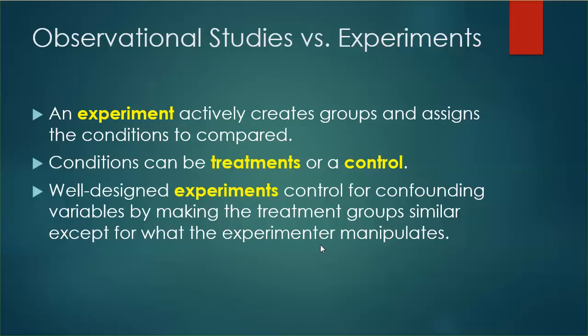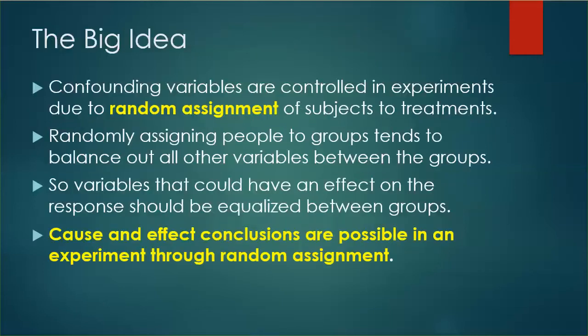experimenter manipulates. And so in this sense, the treatment groups would have, randomly, an assortment of some parents with nearsightedness, some parents without, in both groups. And so the only difference between the groups would be whether the kids had the nightlight on or not, for that example. The confounding variables are therefore controlled due to the random assignment of subjects to treatments. Because the subjects aren't observed and the groups aren't created after the fact, you are assigning them. So randomly assigning people to groups tends to balance out the other variables.